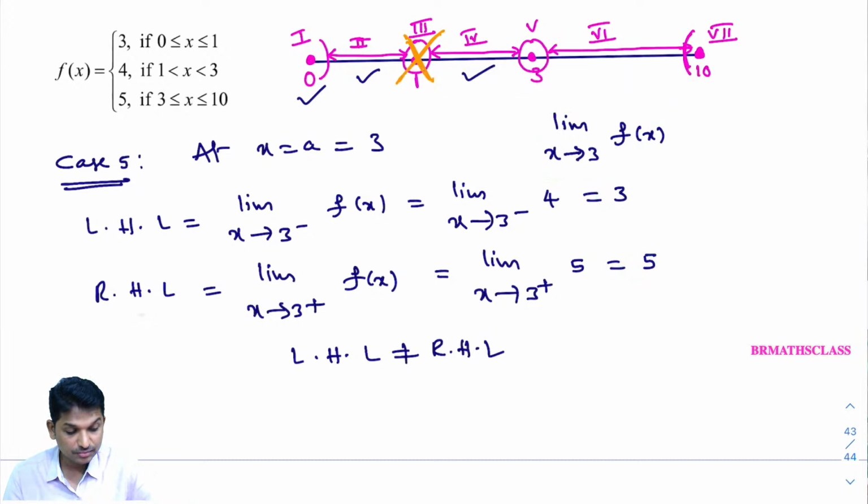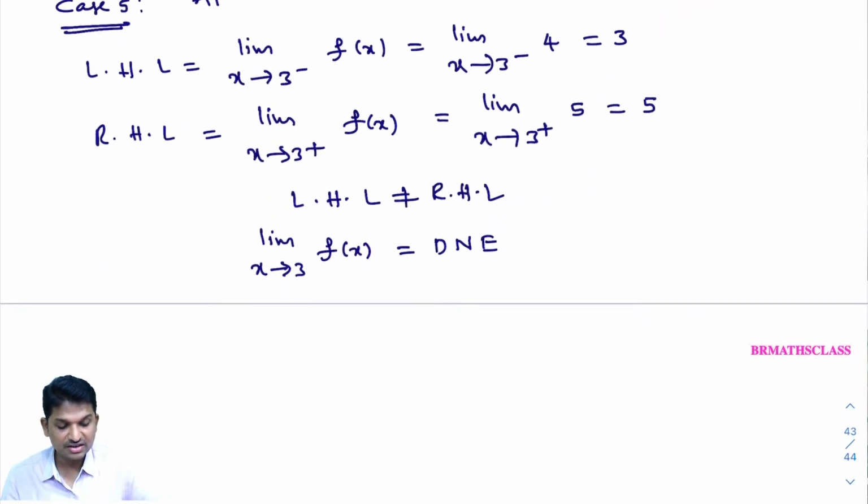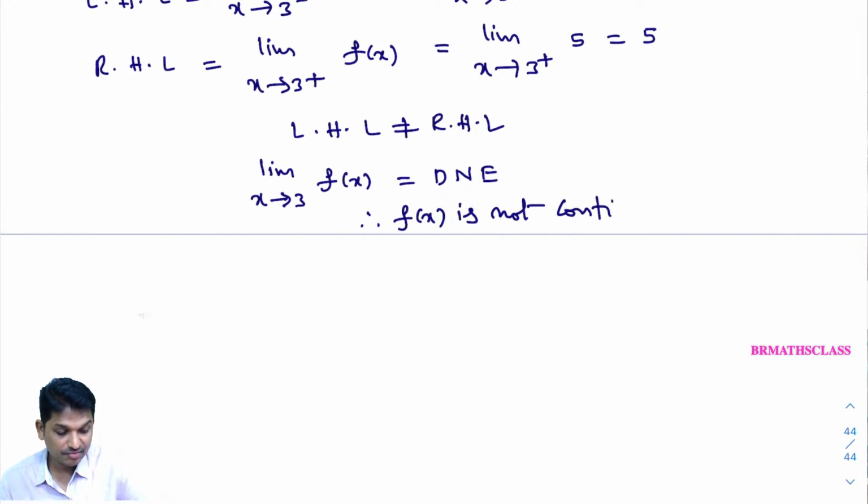Okay, so what can I say here? I can say that this value does not exist. When this value does not exist, we cannot check the condition at x equal to 3. Therefore, f of x is not continuous. F of x is not continuous at x equal to 3.